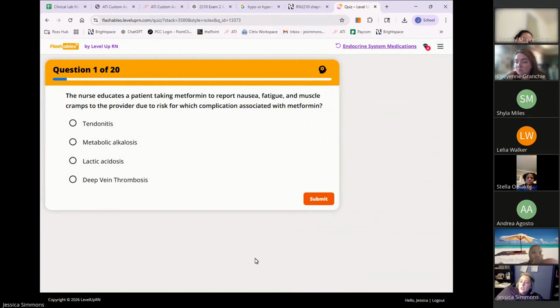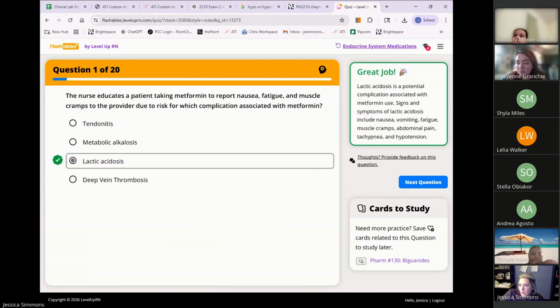So the nurse educates the patient taking metformin to report nausea, fatigue, and muscle cramps to the provider due to the risk for which complication associated with metformin? Lactic acidosis. Lactic acidosis. Yes.